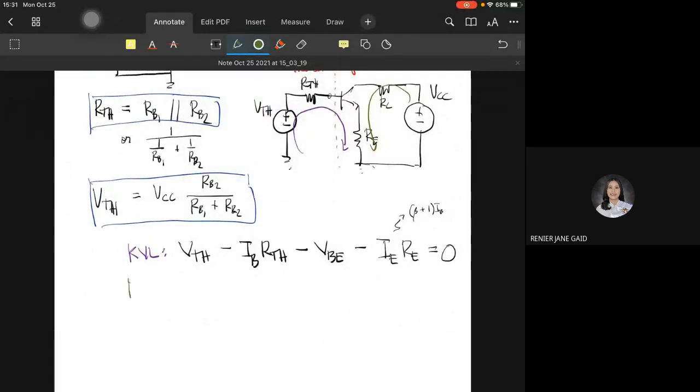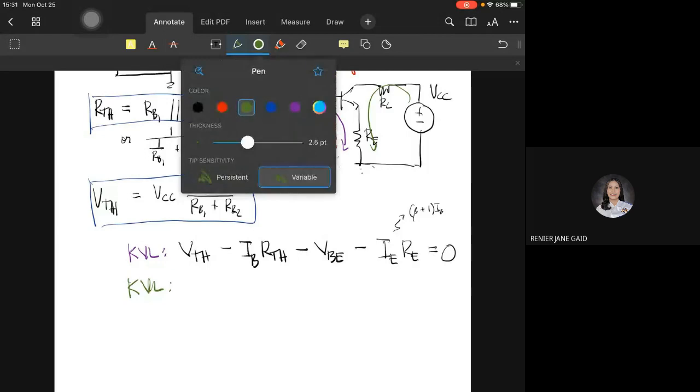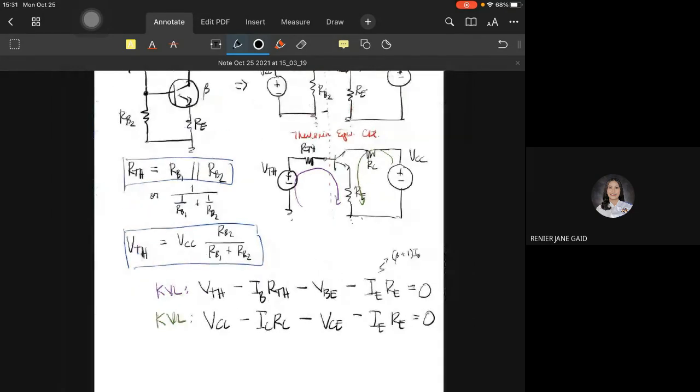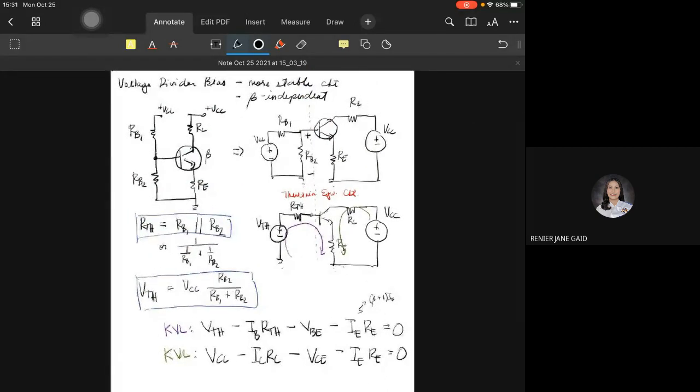For the other loop, KVL here, exactly the same as the emitter bias: VCC minus ICRC minus VCE minus IE RE equals 0. That's it. Any questions so far? If none, let's try to solve an example.